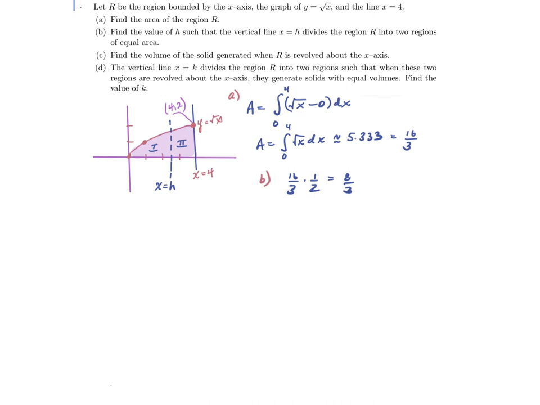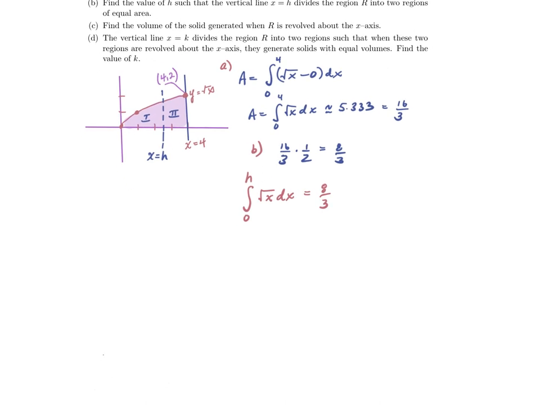So we're going to say the integral from 0 to h of root x dx is equal to 8/3. Then we're just going to solve for h. So I'm going to go ahead and integrate. We have x to the 1/2, so if I integrate, we get x to the 3/2 power. So it's going to be x to the 3/2 divided by 3/2, which is times 2/3. And we want that to be equal to 8 over 3.